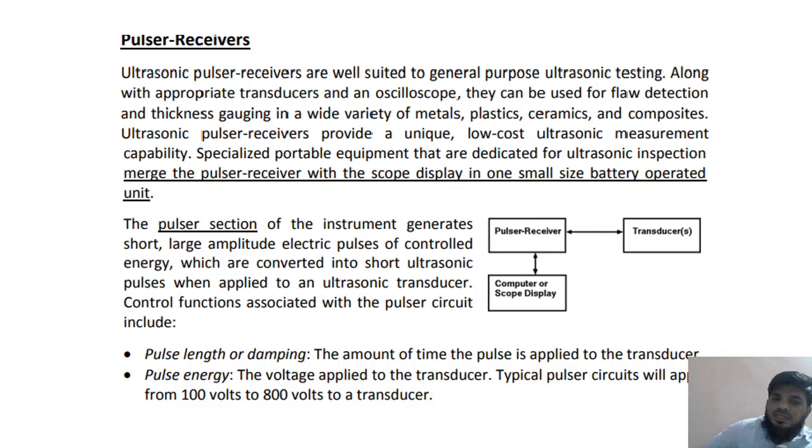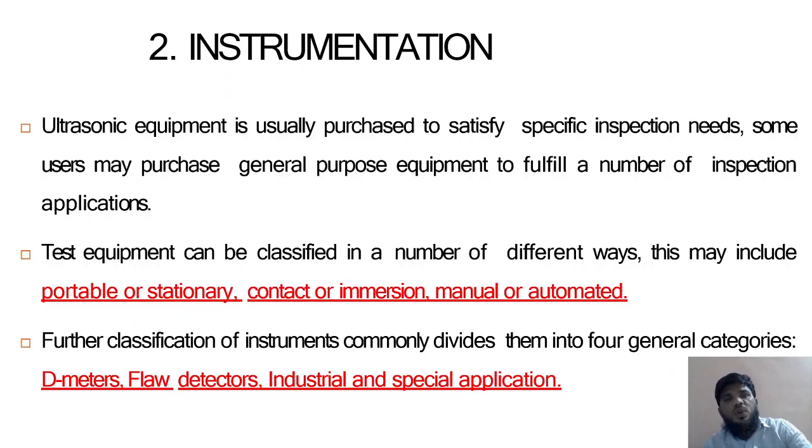So generally the pulse circuit will have a voltage of around 100 to 800 volts. Okay, the next instrumentation which we generally use in ultrasonic equipment is flaw detectors, flow meters, and industrial and some special application meters, which are used to identify the flaws. Just like your CRT screen, there will be meters by using which we can identify the defects, or how much of the flaw is present.